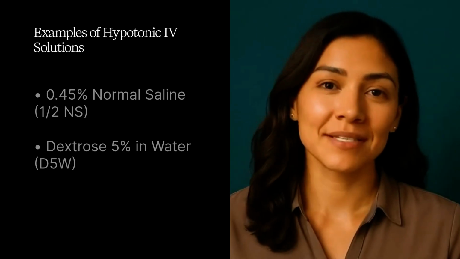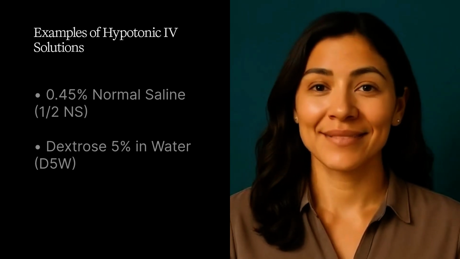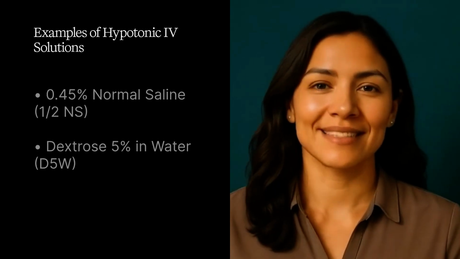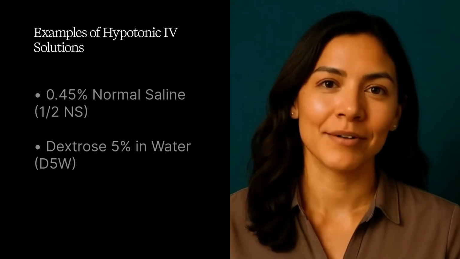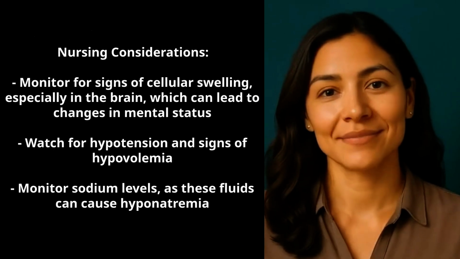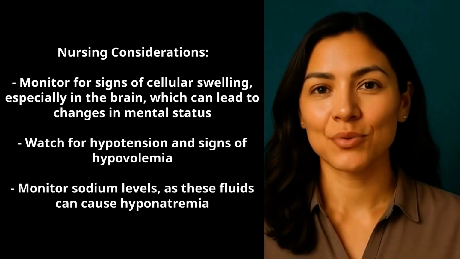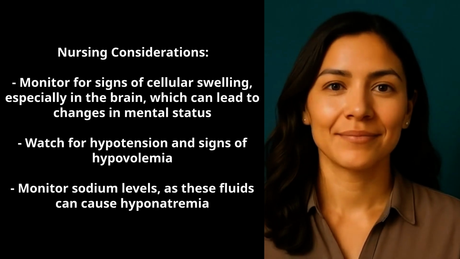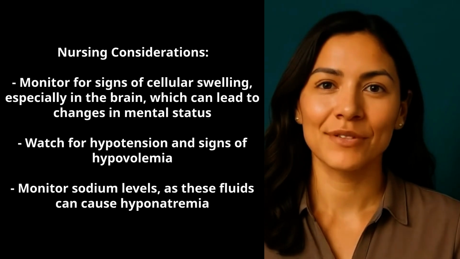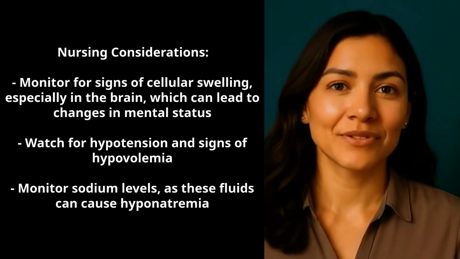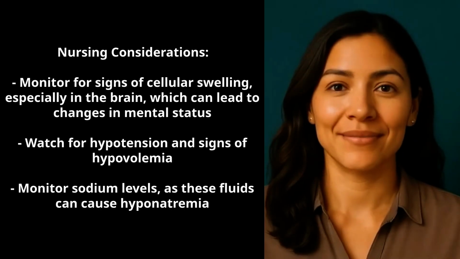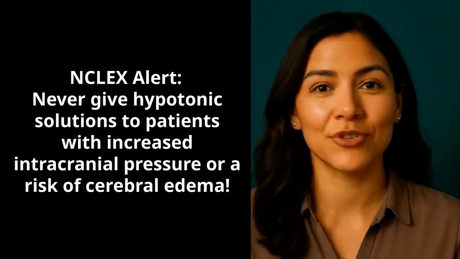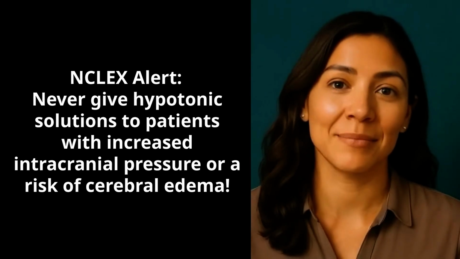Dextrose 5% in water. This one is tricky. It starts out isotonic, but becomes hypotonic in the body as the cells quickly metabolize the dextrose, leaving behind only free water. Nursing considerations. Monitor for signs of cellular swelling, especially in the brain, which can lead to changes in mental status. Watch for hypotension and signs of hypovolemia. Monitor sodium levels, as these fluids can cause hyponatremia. NCLEX alert. Never give hypotonic solutions to patients with increased intracranial pressure or a risk of cerebral edema.